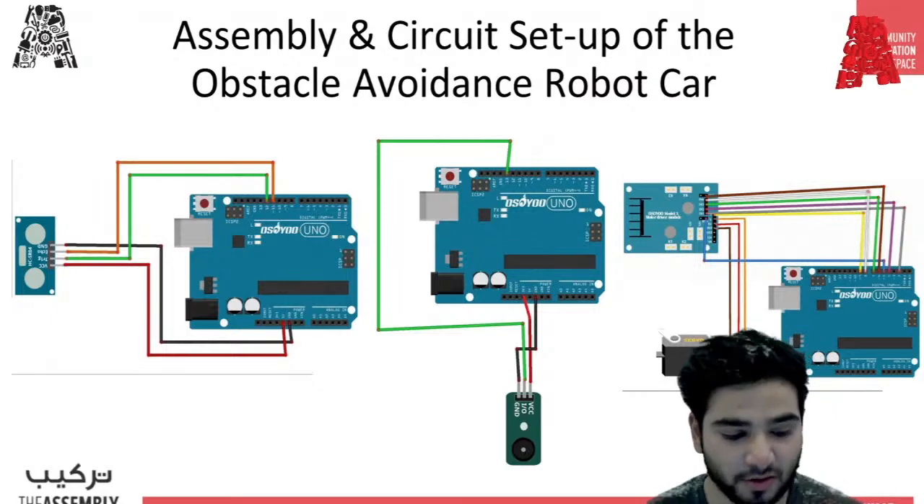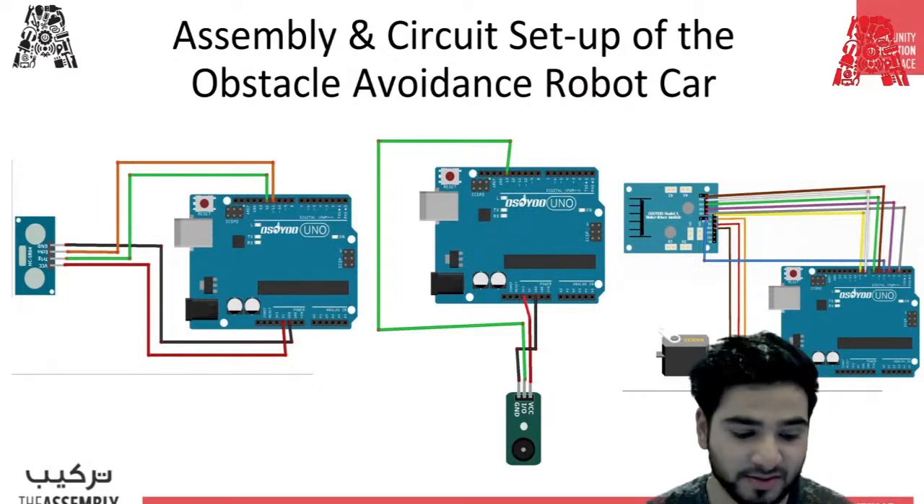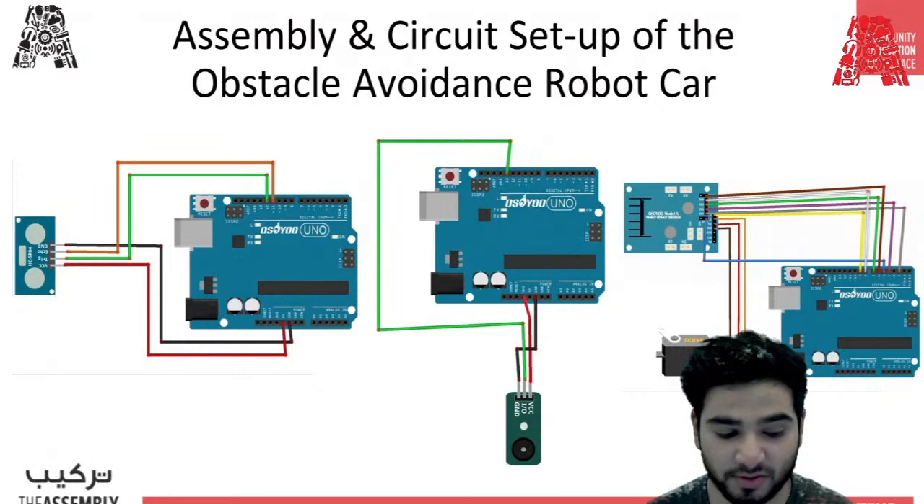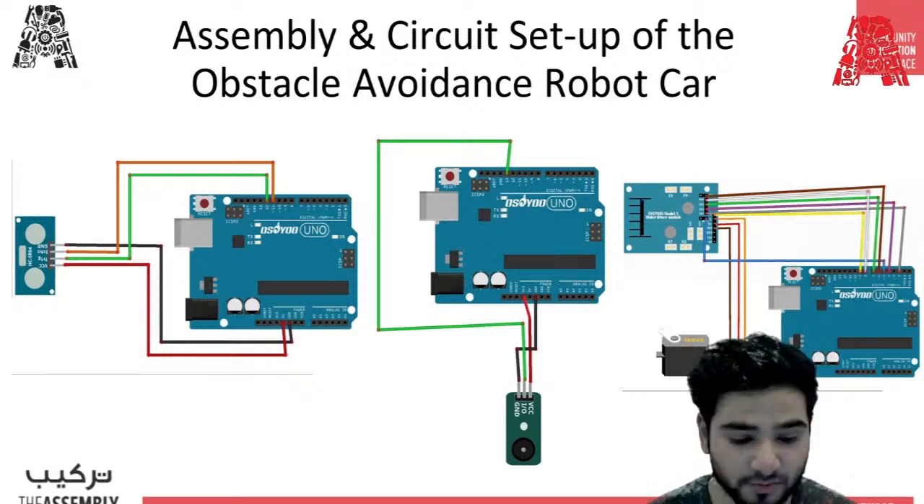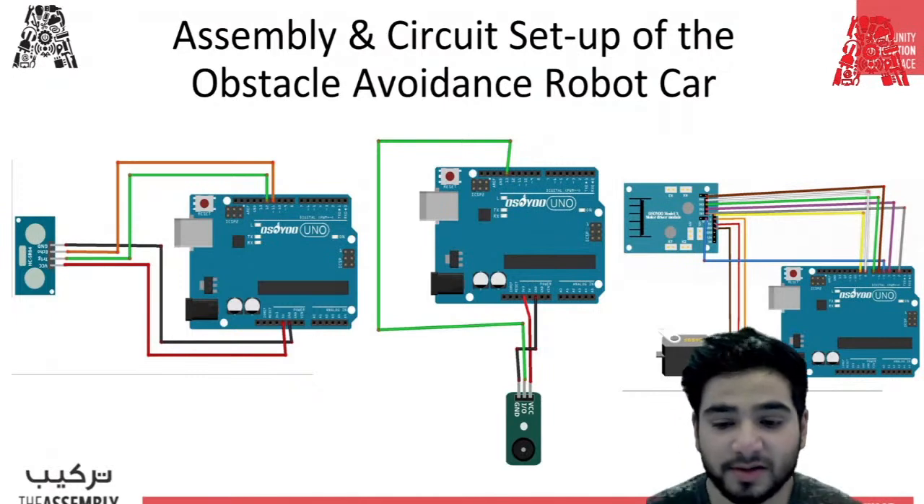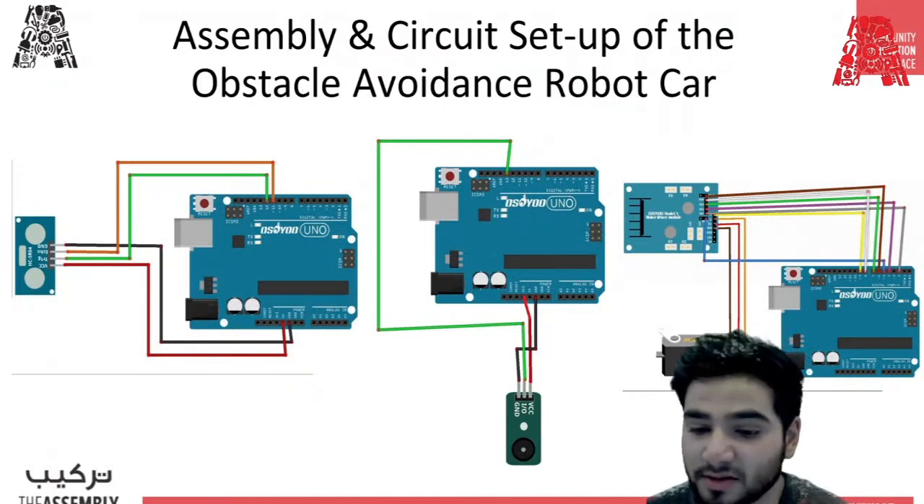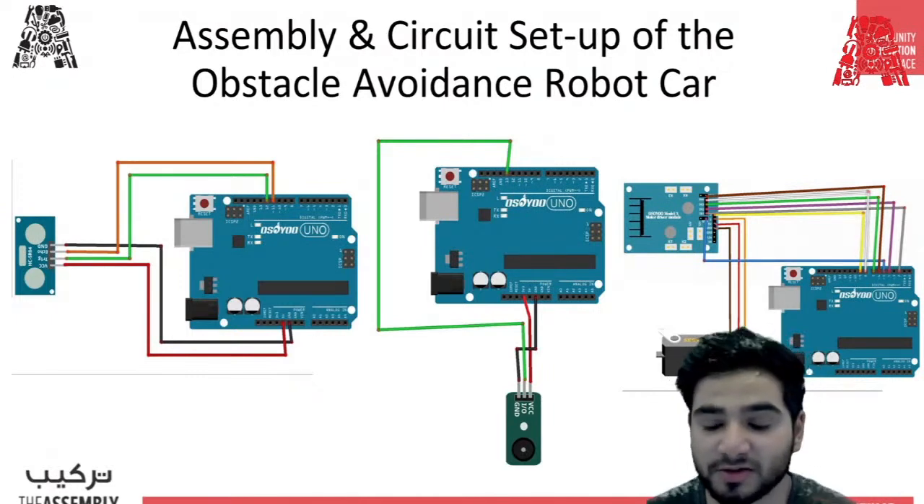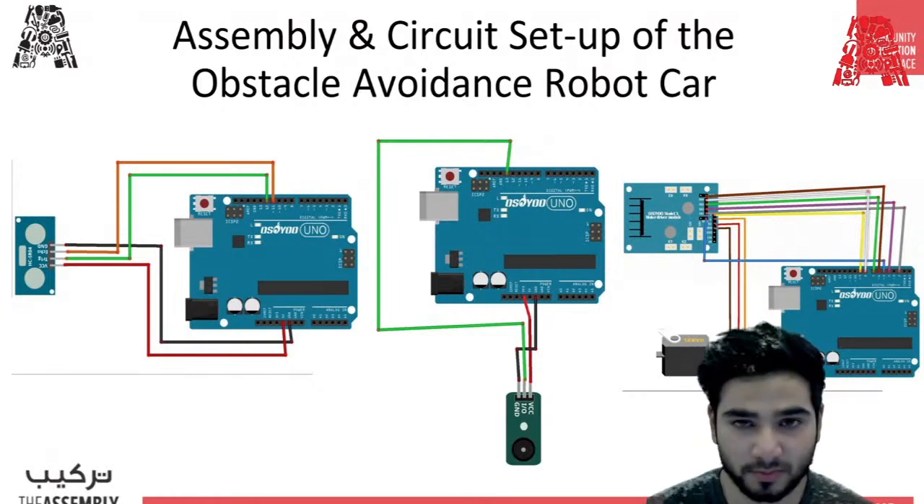So the connections are: the brown wire of the servo motor is going to be connected to ground, and the red wire is VCC, which is going to be connected to 5 volts of the motor driver, sorry. And the yellow is going to be connected to the signal because it's going to tell the servo motor what direction it's supposed to move.